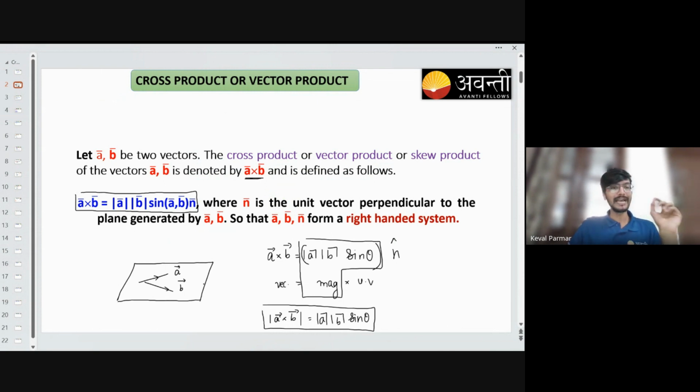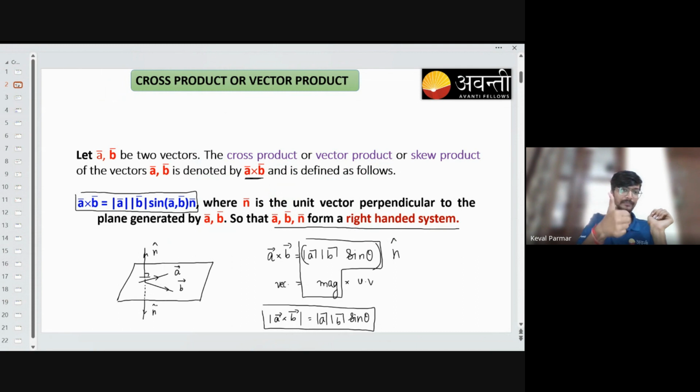Now, let's talk about the direction of n cap. Here, it is said that A, B, and n cap form a right-handed system. If you know the right-handed system, that means the right-handed screw rule. You must have heard of the right-hand screw rule in your physics. What was that? Turning from A vector to B vector, the thumb will give me the direction of n cap. So here, n cap can be in two directions. It can be perpendicular to the plane and going upwards, or perpendicular to the plane and going downwards. So n cap can have two directions depending on how A vector and B vector are placed.